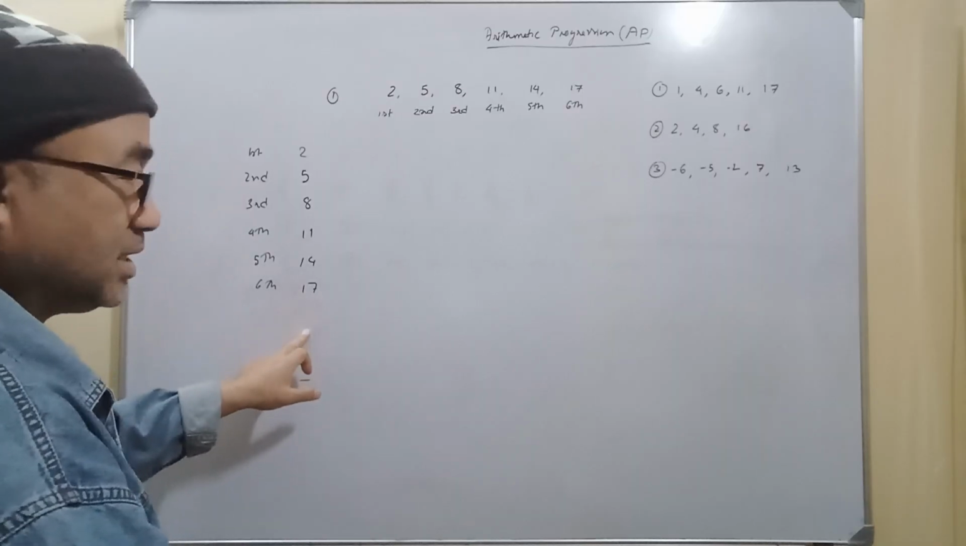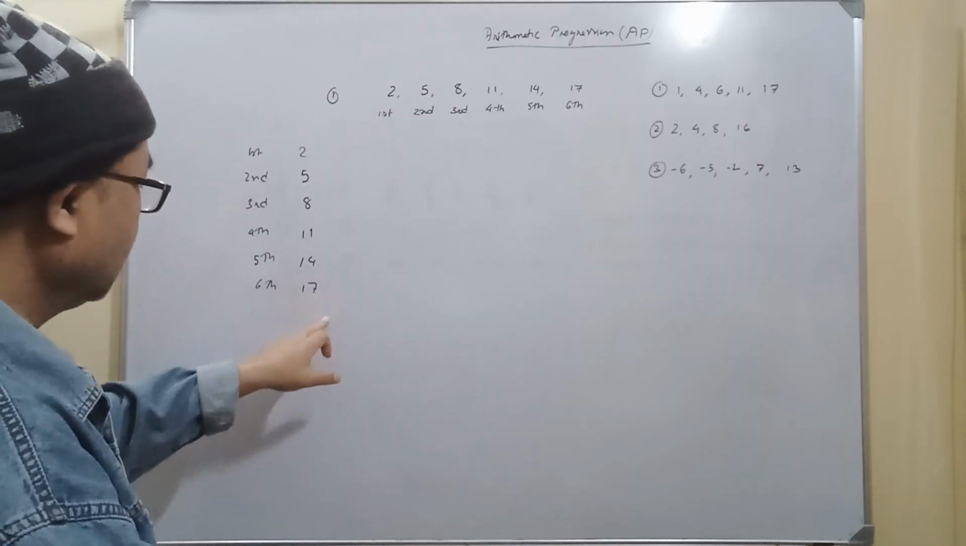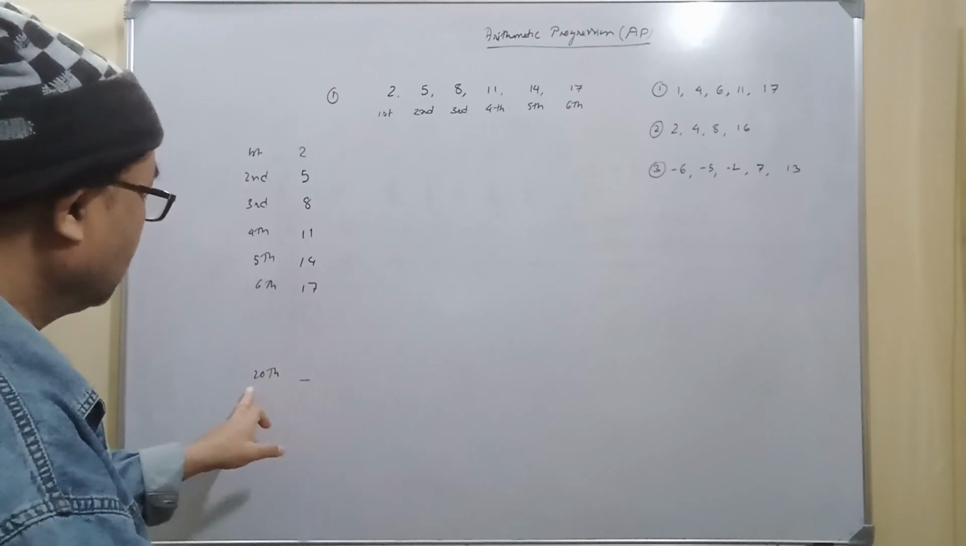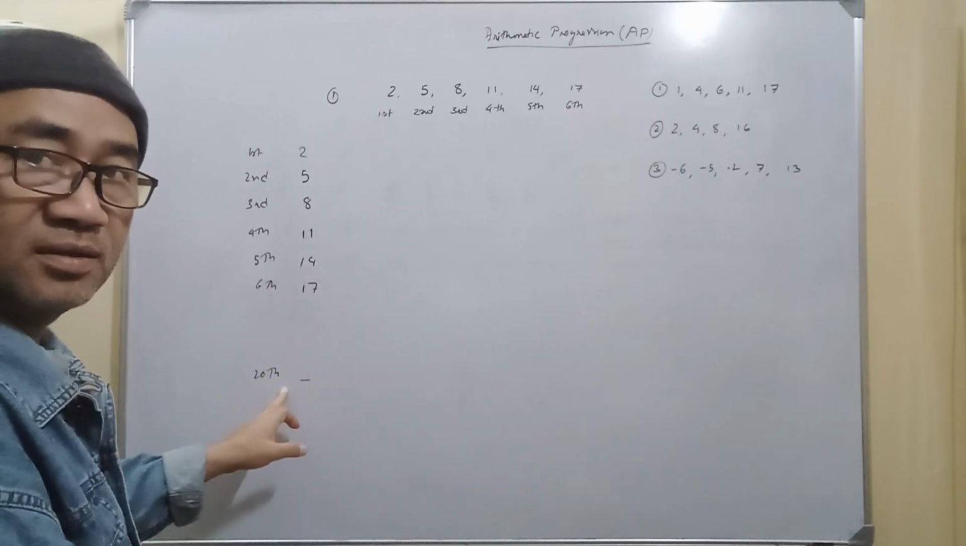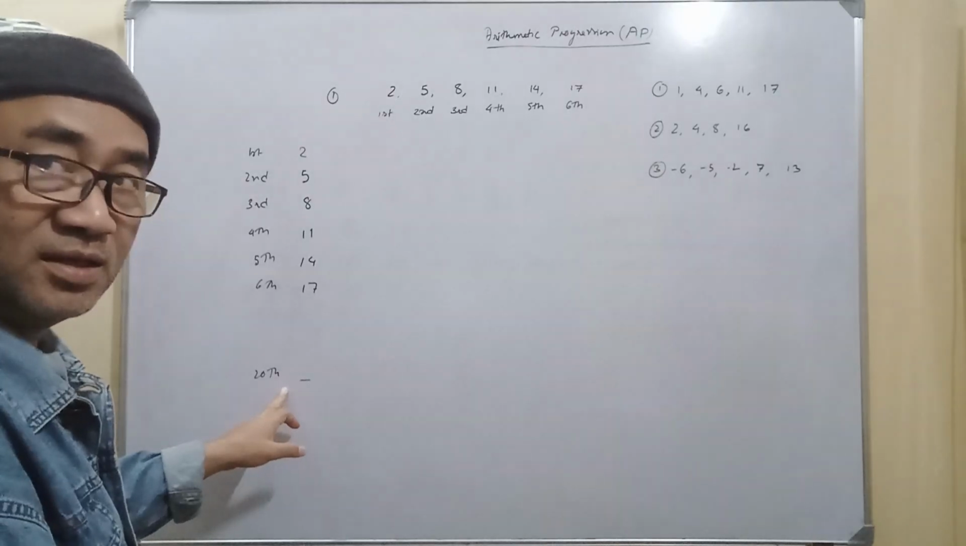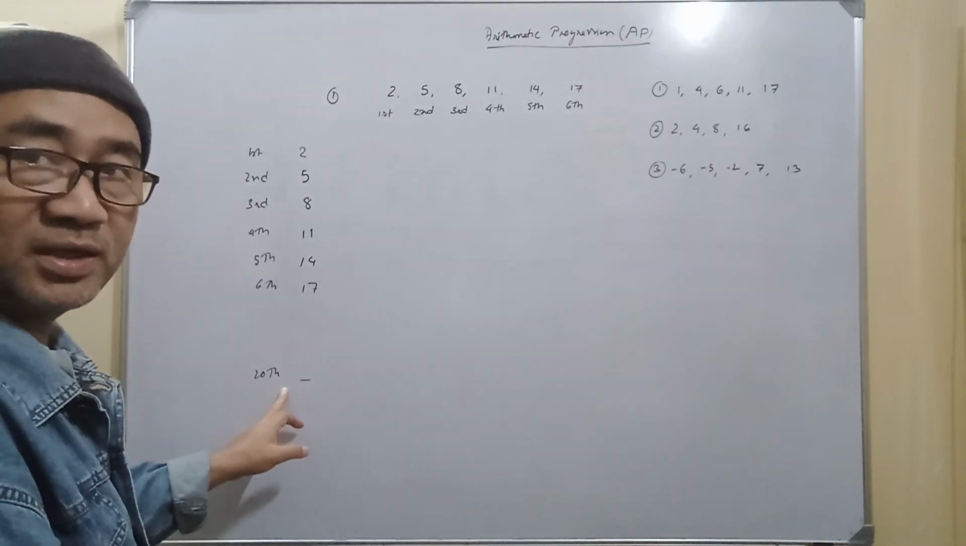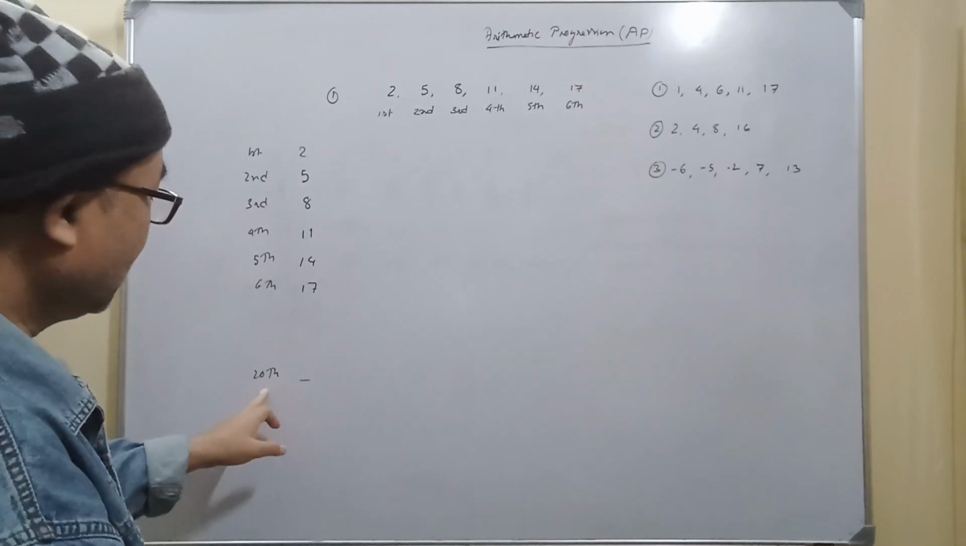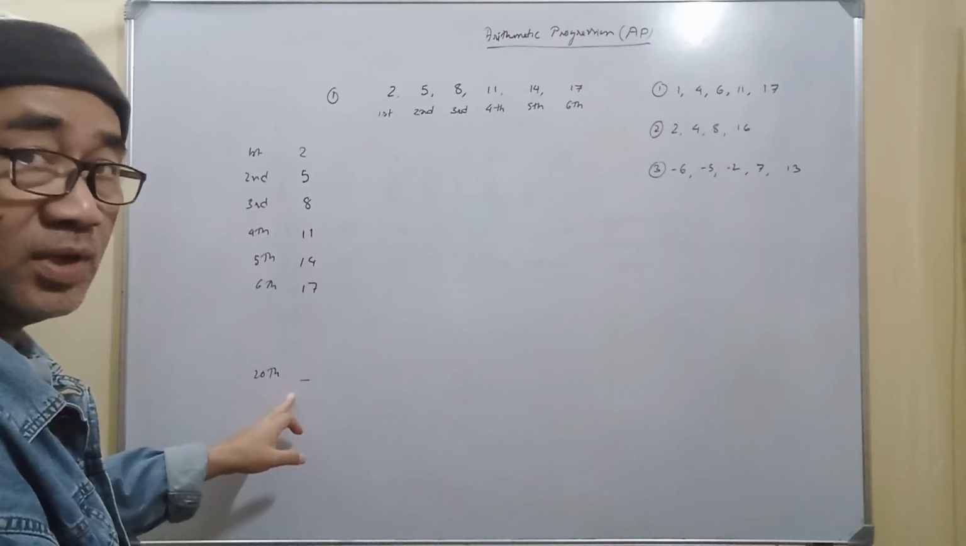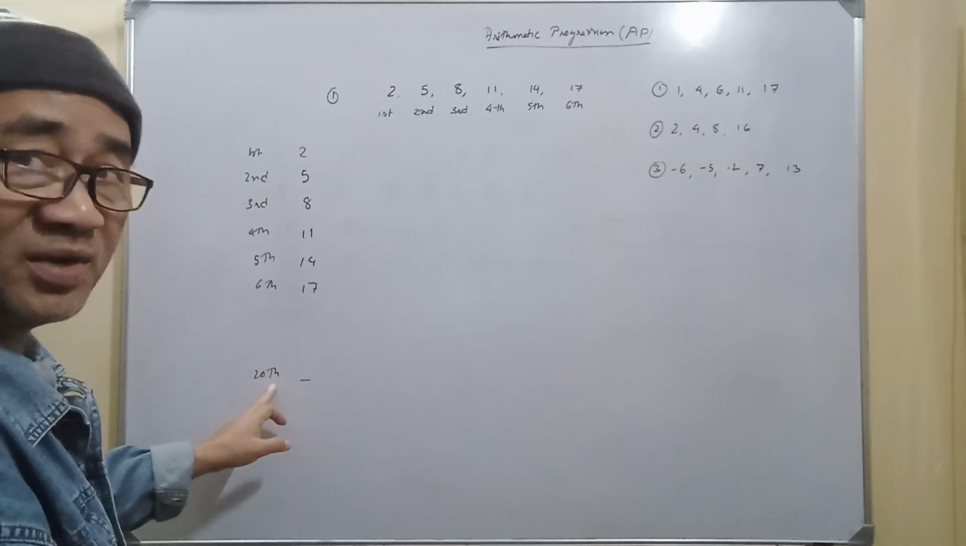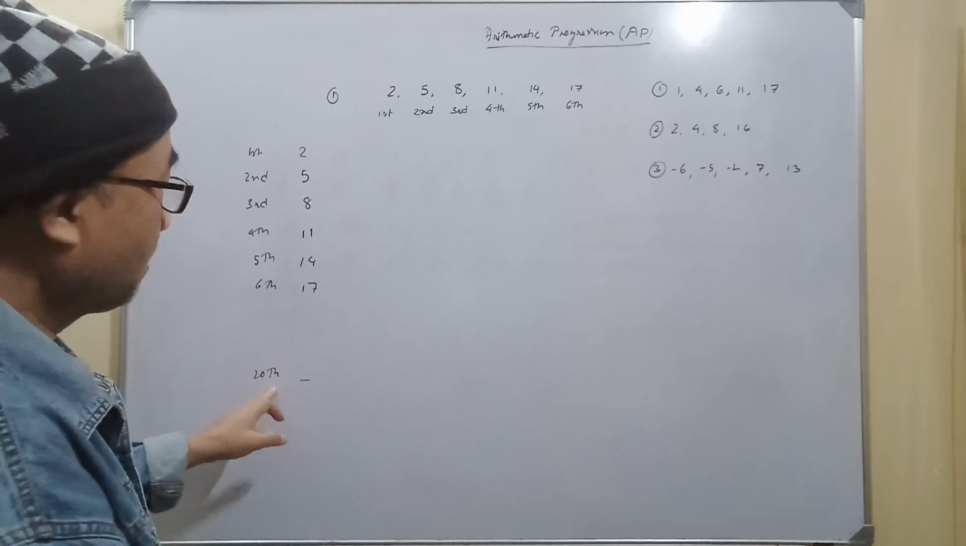We'll go on writing like this, 17, then plus 3, then plus 3, then plus 3, and plus 3 up to the 20th. But is that practical? That is not a practical solution. So what is the way to get it? What is the way to get the 20th term of this arithmetic progression? Let us see.